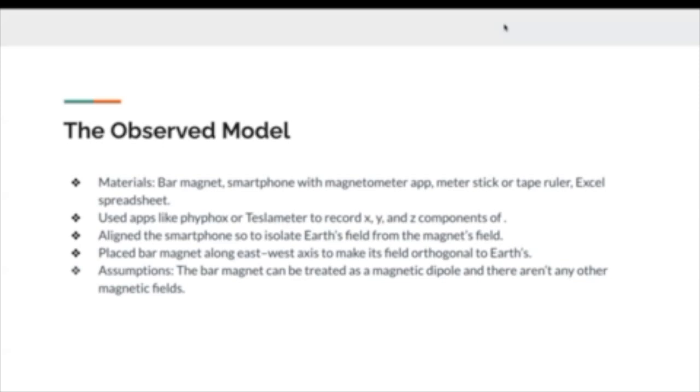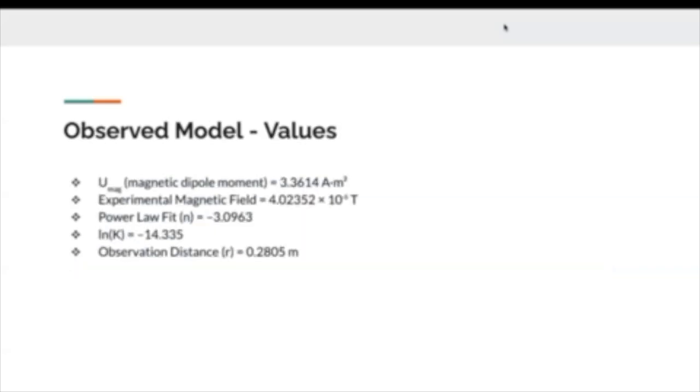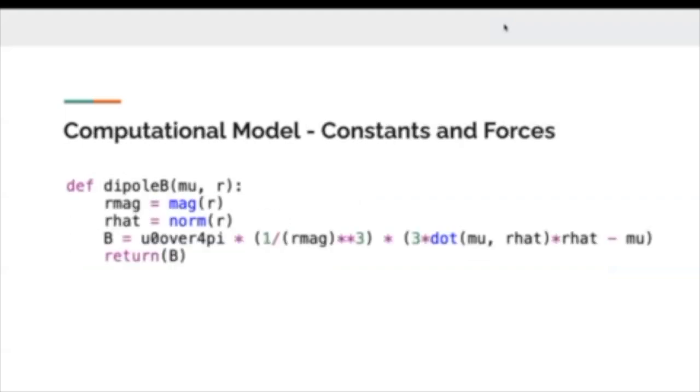The assumption we made was that the bar magnet can be treated as a magnetic dipole, and there aren't any other magnetic fields. The observed values were shown here. B mag, as shown before, is 3.3614. The experimental magnetic field was 4.02352. The power law fit was negative 3.0963. ln K was negative 14.335. And the observation distance, r, was 0.2805 meters.